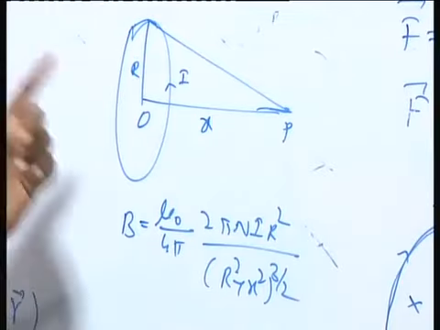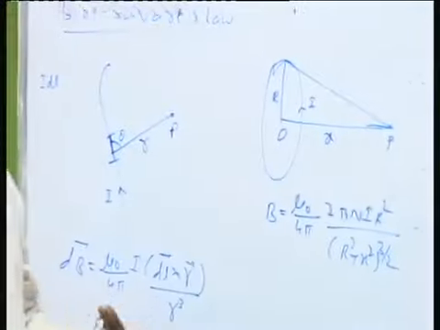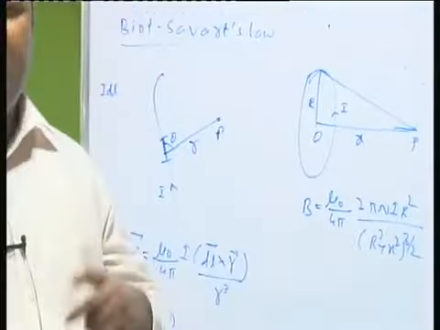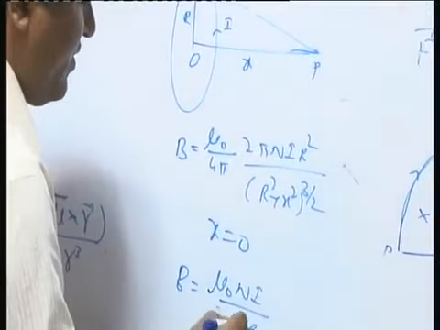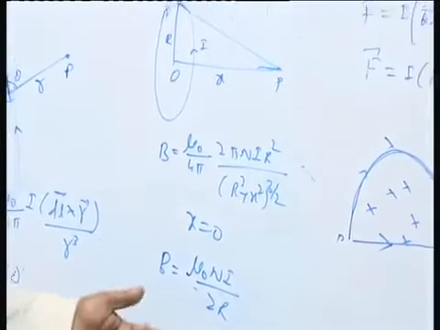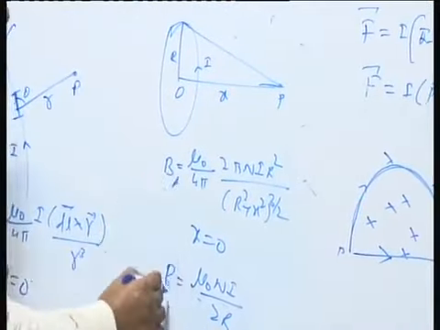Okay. And if you want to find the magnetic field by the same loop at its center, then you can substitute x equals 0. When x is 0, I can write B equals mu naught N i divided by 2r. Okay. So this is the expression of the magnetic field by a circular coil at a point on its axis, and this is the expression of the magnetic field by a circular coil at its center.